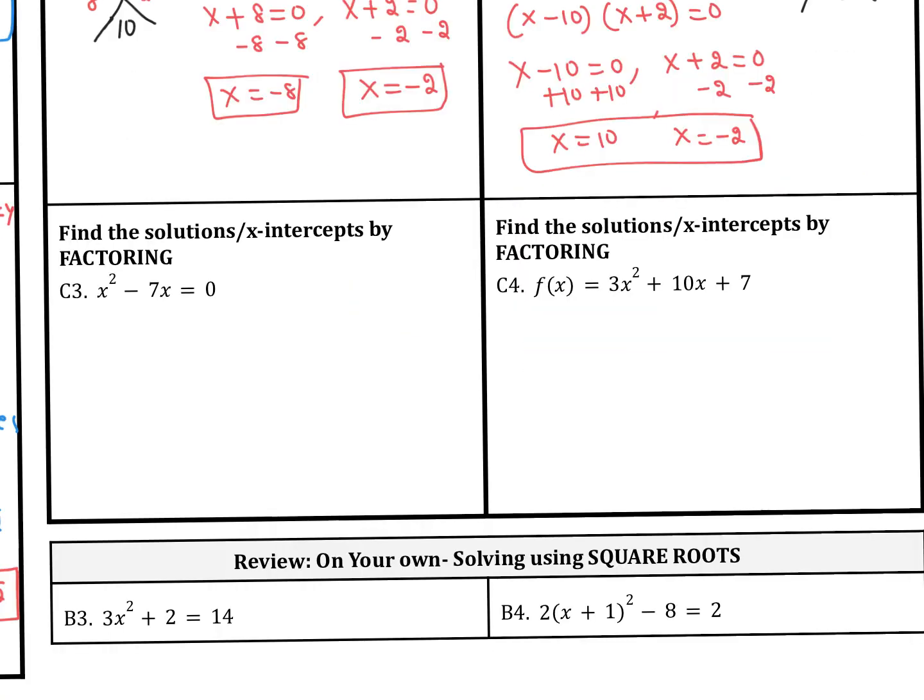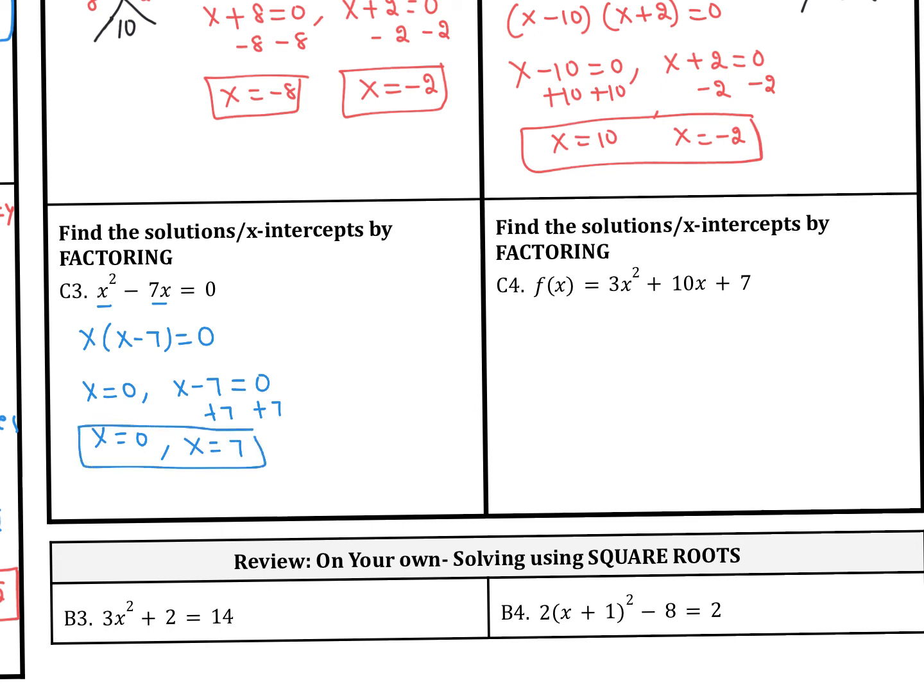For C3, you're going to just take out the common factor, that is x. Inside you're left with x minus 7. You have two factors, you put them equal to 0 one by one. Plus 7 on both sides. You got x equals 0 and x equals 7.